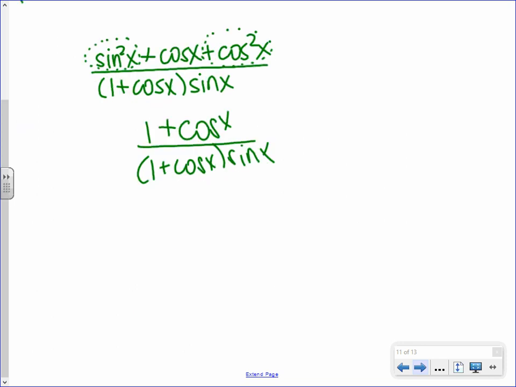Okay, now you start to get excited here, right? Lindsay, why would we start to get excited here? Because you have the same thing on top of that. Yeah, we can cancel these out, right? So we're left with 1 over sine of x.